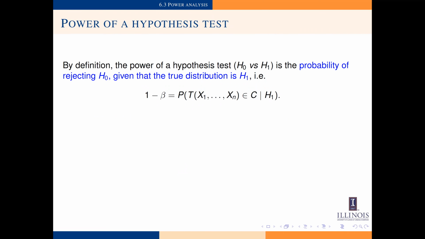Now let's talk about how we can use Monte Carlo simulations to study the power of a hypothesis test. By definition, the power of a hypothesis test, H0 versus H1, is the probability of rejecting H0, the null hypothesis, given that the true distribution is H1. In other words, we usually denote power by 1 minus beta, where beta is the type 2 error. And this is given by the probability that the test statistic is inside the rejection region C, given that H1 is the underlying distribution.